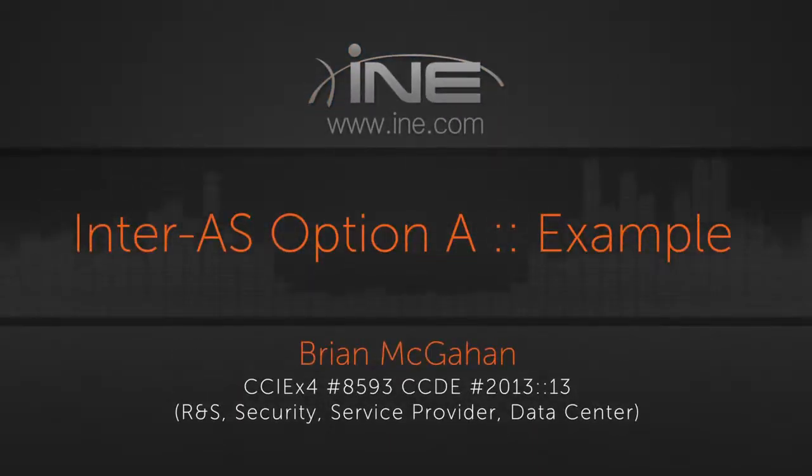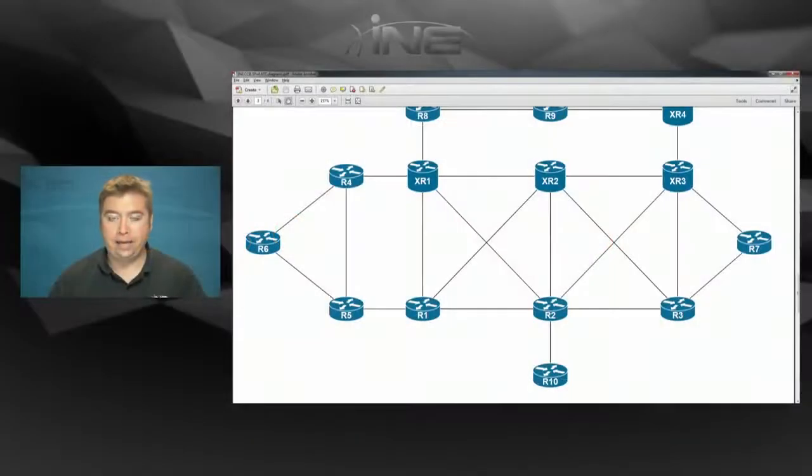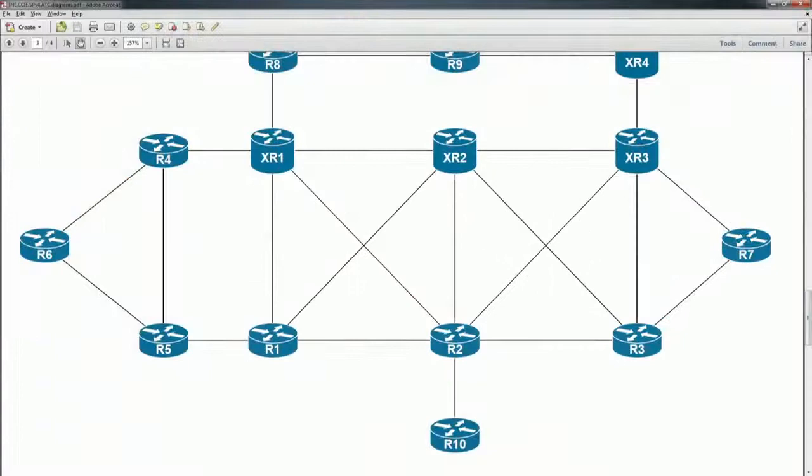So next, continuing on with our Inter-AS Option A example, we're going to go through the detailed verifications, where again we had two different VRFs. We have VRF B that's on router 2 and 10. We have VRF A that goes from 3 to 7, A that goes from XR1 to router 4, and then B that goes from XR1 to router 8.